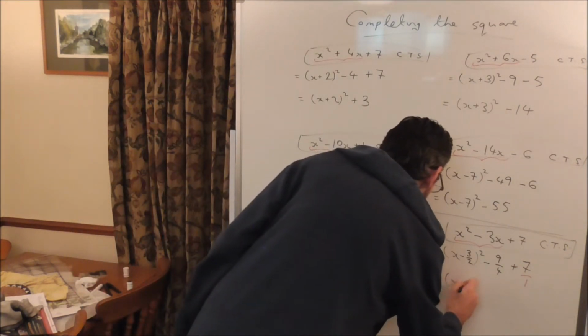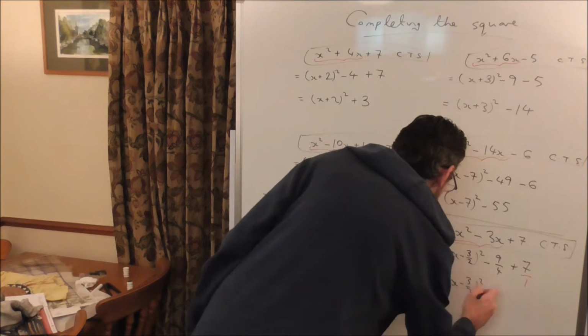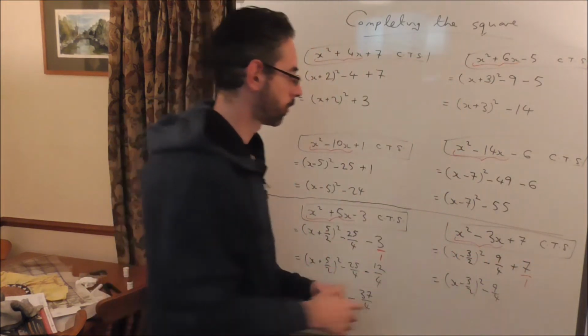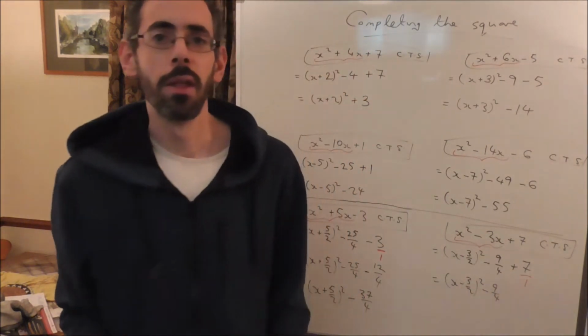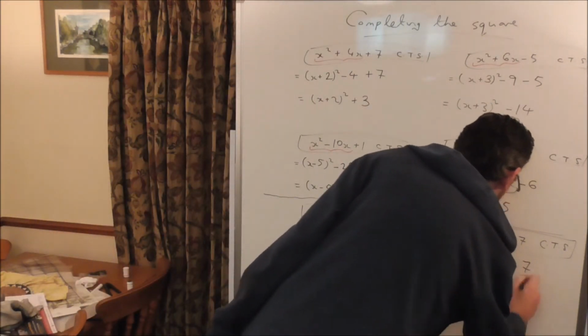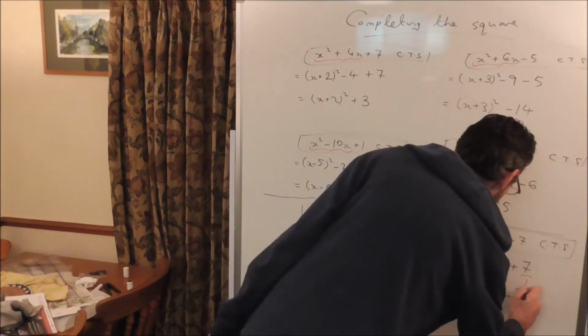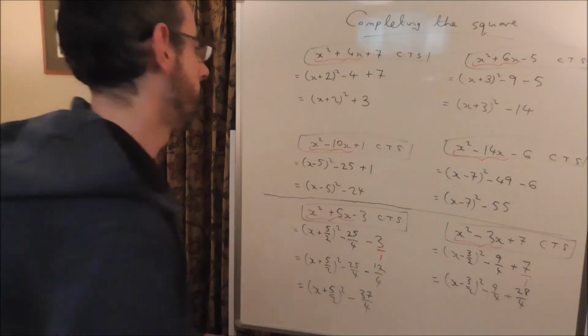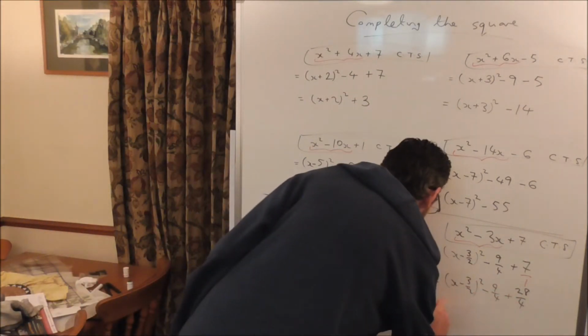So you get x minus 3 over 2 squared minus 9 over 4. And by multiplying top and bottom by 4, we can change this to a fraction out of 4. 1 times 4 is just 4. And 7 times 4 is 28. So we can write 7 over 1 as 28 over 4. Now we can add these together. So let's do that on this line.